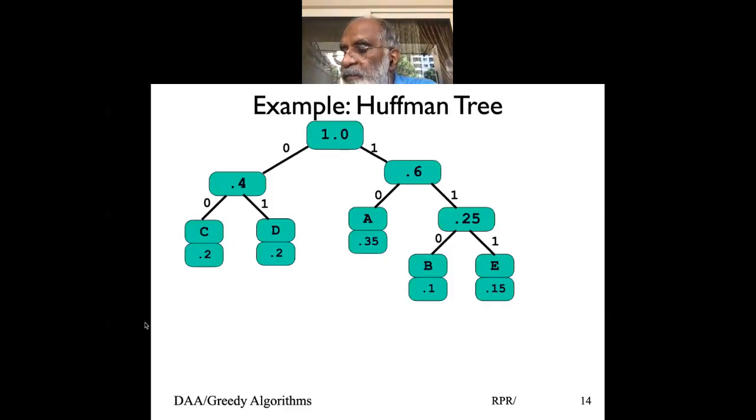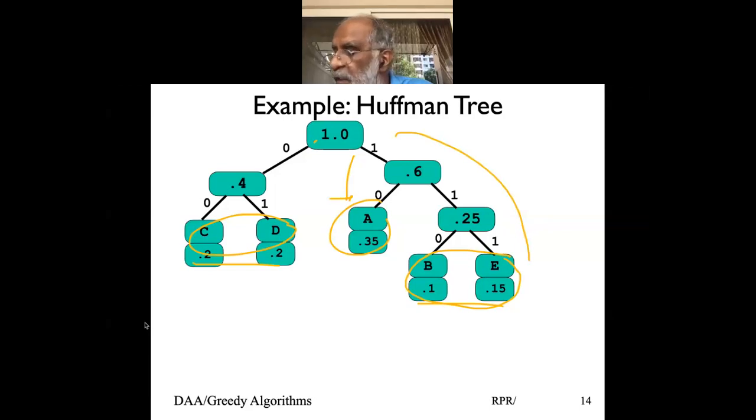you look at this, nodes C and D are at a depth of 2, B and E are at a depth of 3, and the frequency of C and D is certainly more than the frequency of B and E, and the same is true for A. So a node with a lower depth has a higher frequency or higher probability than a node with a higher depth. And that's essentially what we are saying.